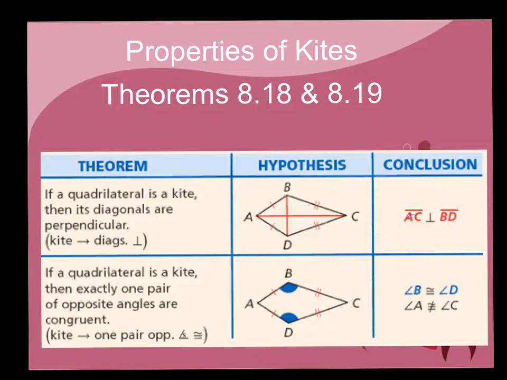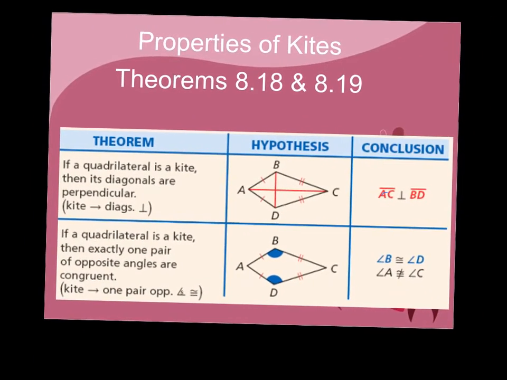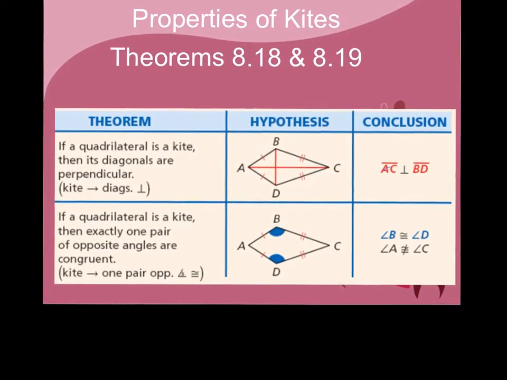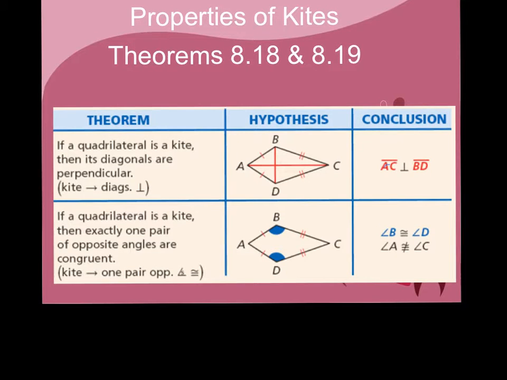All right, and then the second thing about a kite is if a quadrilateral is a kite, then exactly 1 pair of opposite angles are congruent. Only 1 pair. So exactly means only 1, not both. And it's the pair where the 2 non-congruent sides meet. So in the kite that's there, angle B would be congruent to angle D, not angle C and angle A. So the 2 angles where the non-congruent sides meet each other, those are the ones that would be congruent.